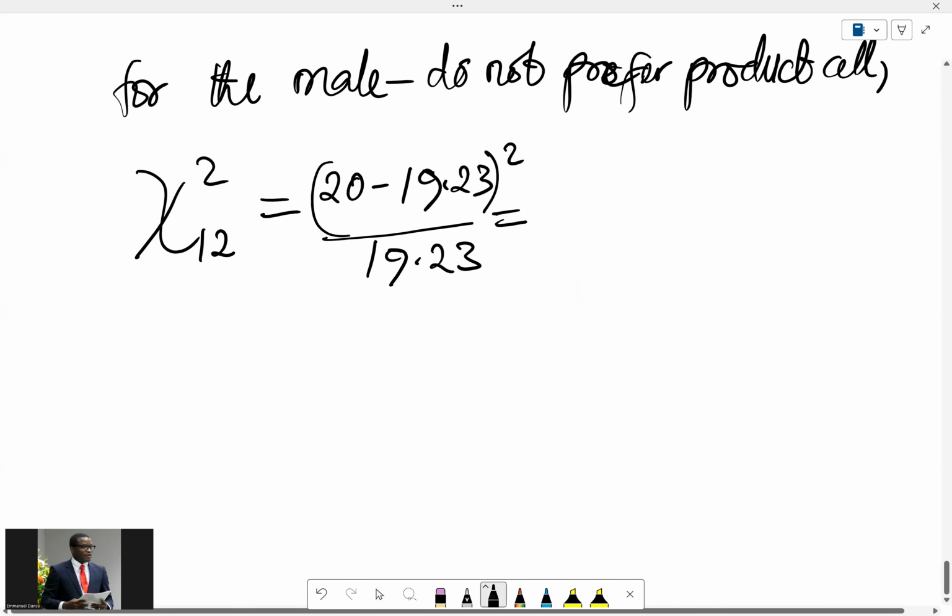It seems the value would be the same all through, isn't it? It's looking like that. Let me see. Because it looks like this is also going to be minus 0.77. Just do that straight. 20 minus 19.23 all squared divided by 19.23. Okay, I think it's different now. That is 0.0308. That's for the male. Do not prefer product cell.